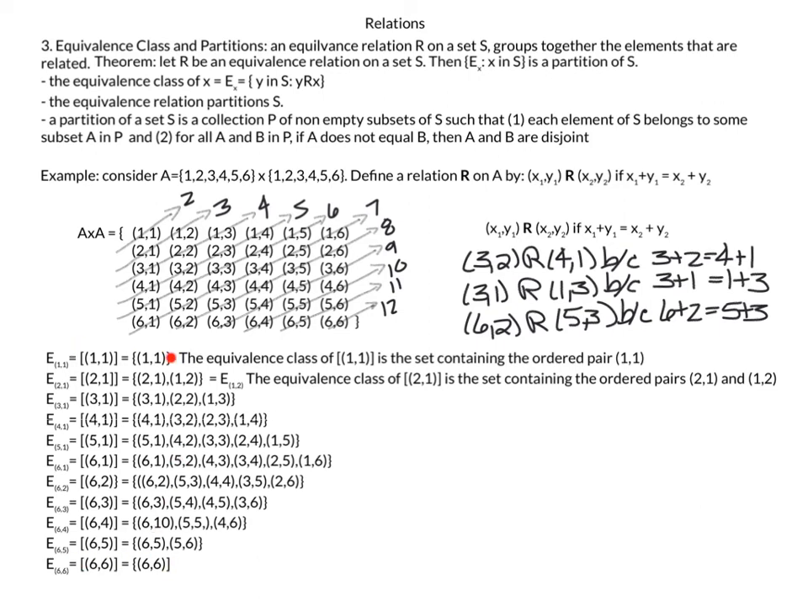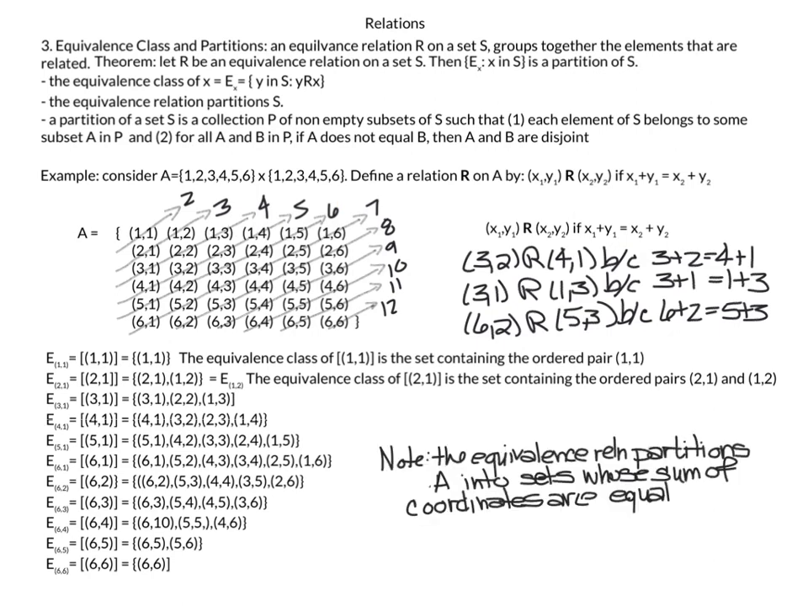And you can see that the equivalence classes partition the set, because everything in A in our relation is in one of these partitions, and all the partitions are disjoint. If I wanted to describe the partitions, I would say the equivalence relation partitions A into sets whose sums of coordinates are equal. So that's the description of my partitions.